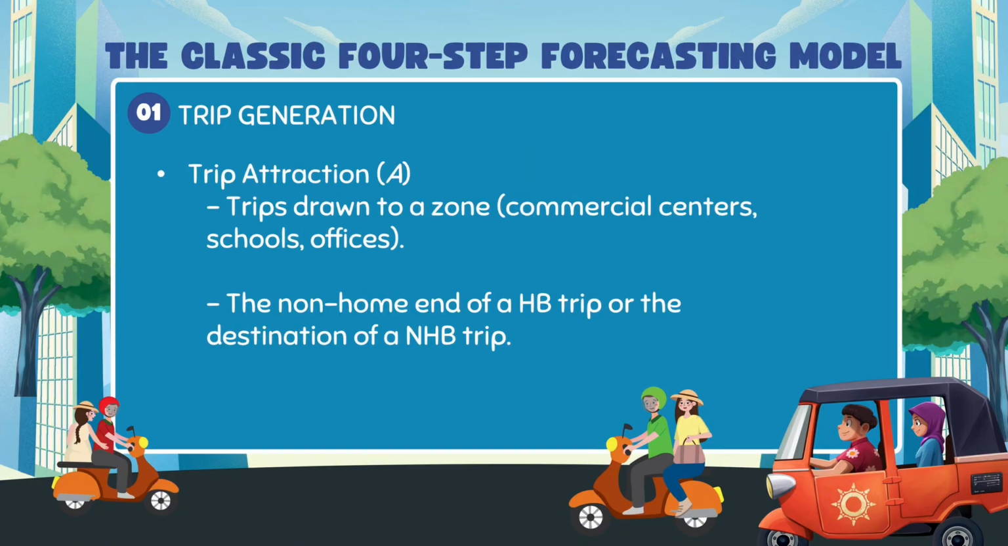So next is trip attraction or A. Trips drawn to a zone like commercial centers, schools, and offices. It focuses on the destination side of trips, like where people go for work, study, or activities. And also, this includes HB or home-based trips, which are trips that start or end at home. And then NHB, non-home-based trips: trips that don't involve home, like office to restaurant.